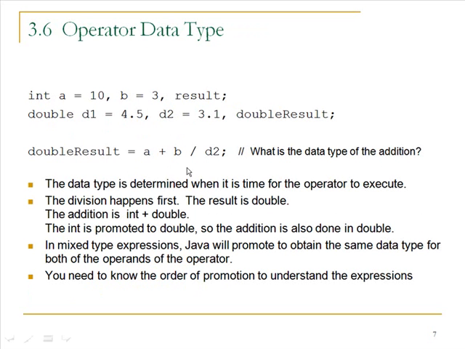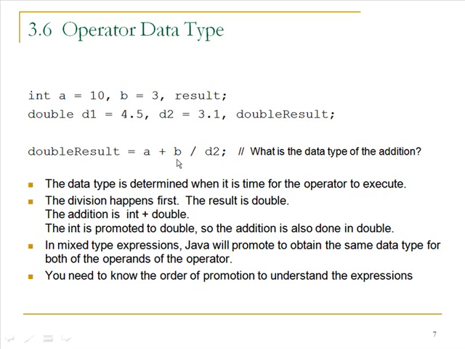Here we have the same variables, and we have another expression, and the question here is, what is the data type of the addition? If you look at a plus b, and you notice that a and b are both ints, your first answer might be that the data type of the addition is int, but it isn't. The type is determined at the time the operator is to execute, so the division happens first. We have an int divided by a double, which can't happen. We have to promote the int to a double. So this is a double division.